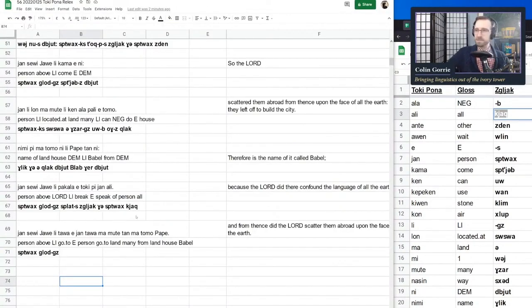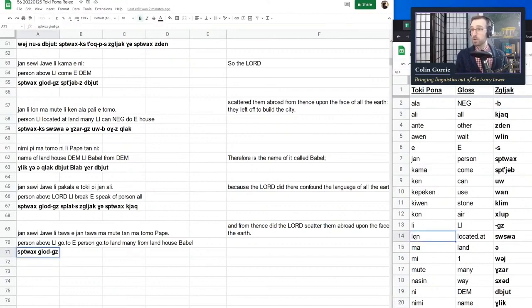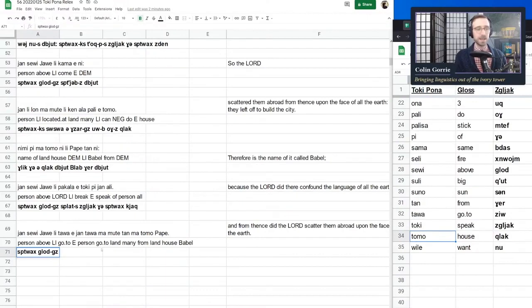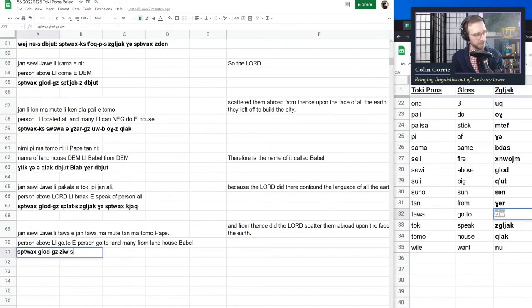Back to our relex. So, sptwach glodgs. And this can stay gz because we have a voiced coda here, glodgs. Then we need to translate "go to", which is tawa. Our word for that is ziu. Ziu. And then we have this accusative marker, which is s.